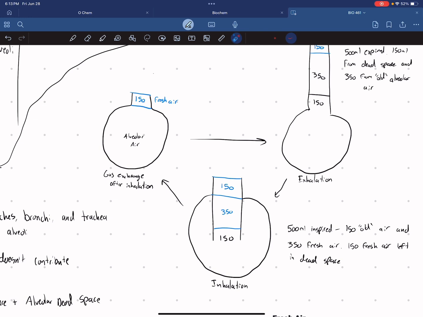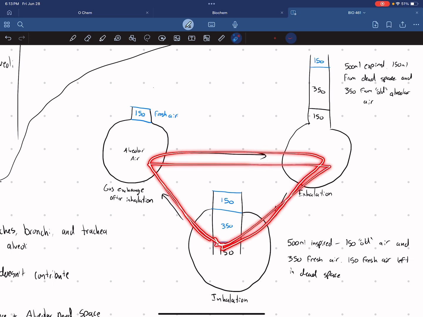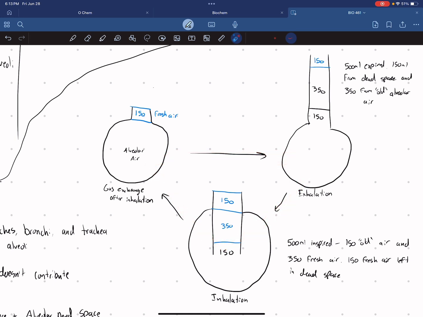So in blue, I have the fresh air. Say we have about 500 milliliters inspired, then we have 150 milliliters of what we call old air, and we have 350 milliliters of fresh air. And then in addition, this is our 500 with our additional 150 that is left in the dead space that we talked about before. So this cycle describes the way that exhalation and inhalation work with the amount of dead space and the ratios, giving the example of 500 milliliters of gas exchange.